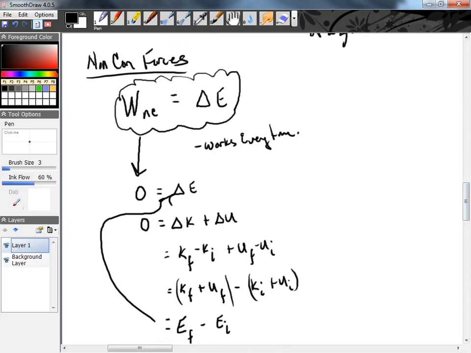So that's pretty much it with our non-conservative forces. They will take energy out of our system if they do negative work on the system, and they'll add energy if they do positive work. All right, and that's about it.